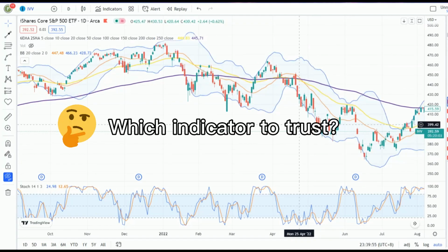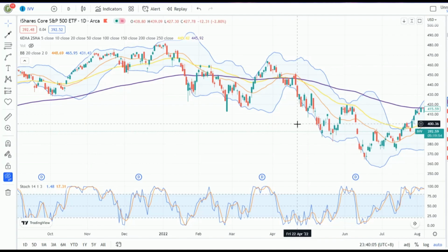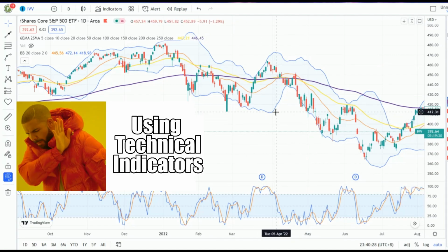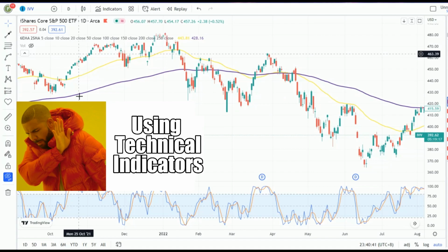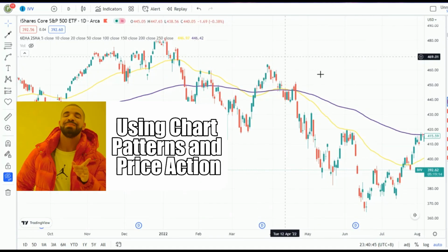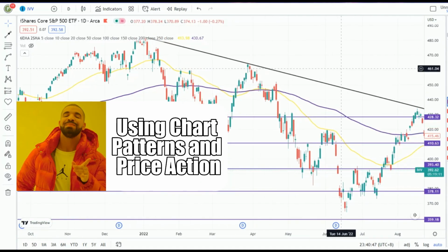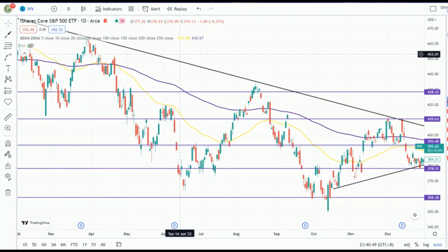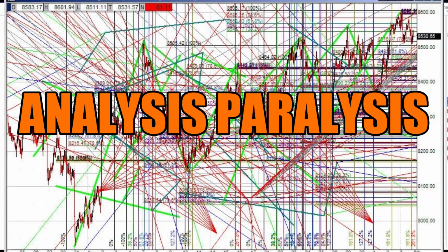So which indicator should you trust? Similarly, this is up to each analyst's perspective. Generally, indicators are not that favored. You can just rely on moving averages, price action, and chart patterns. Of course, using too many indicators may result in analysis paralysis. So yes, technical analysis isn't perfect as well, but it doesn't have to be. Even with its imperfections, it can still work to our favor.